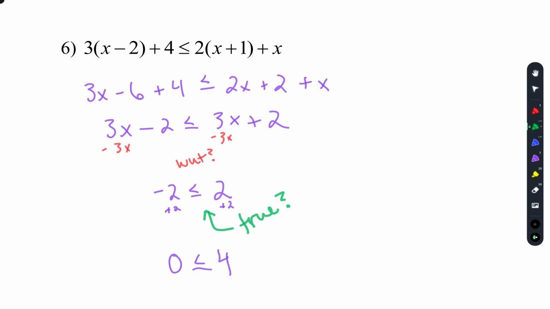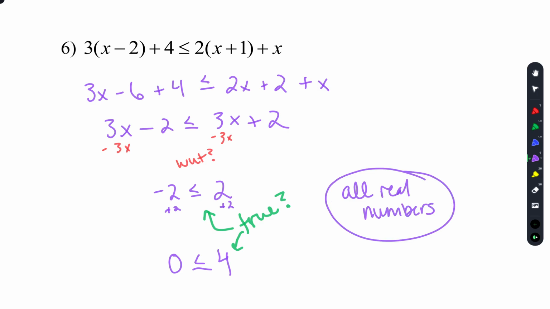You have to decide if this is true. So is -2 always or never less than or equal to 2? Is 0 always less than or equal to 4? What do you think? Is it true or no? Is 0 less than 4? Yes, right? Okay, good. It's true all the time. So the answer for this one is all real numbers.